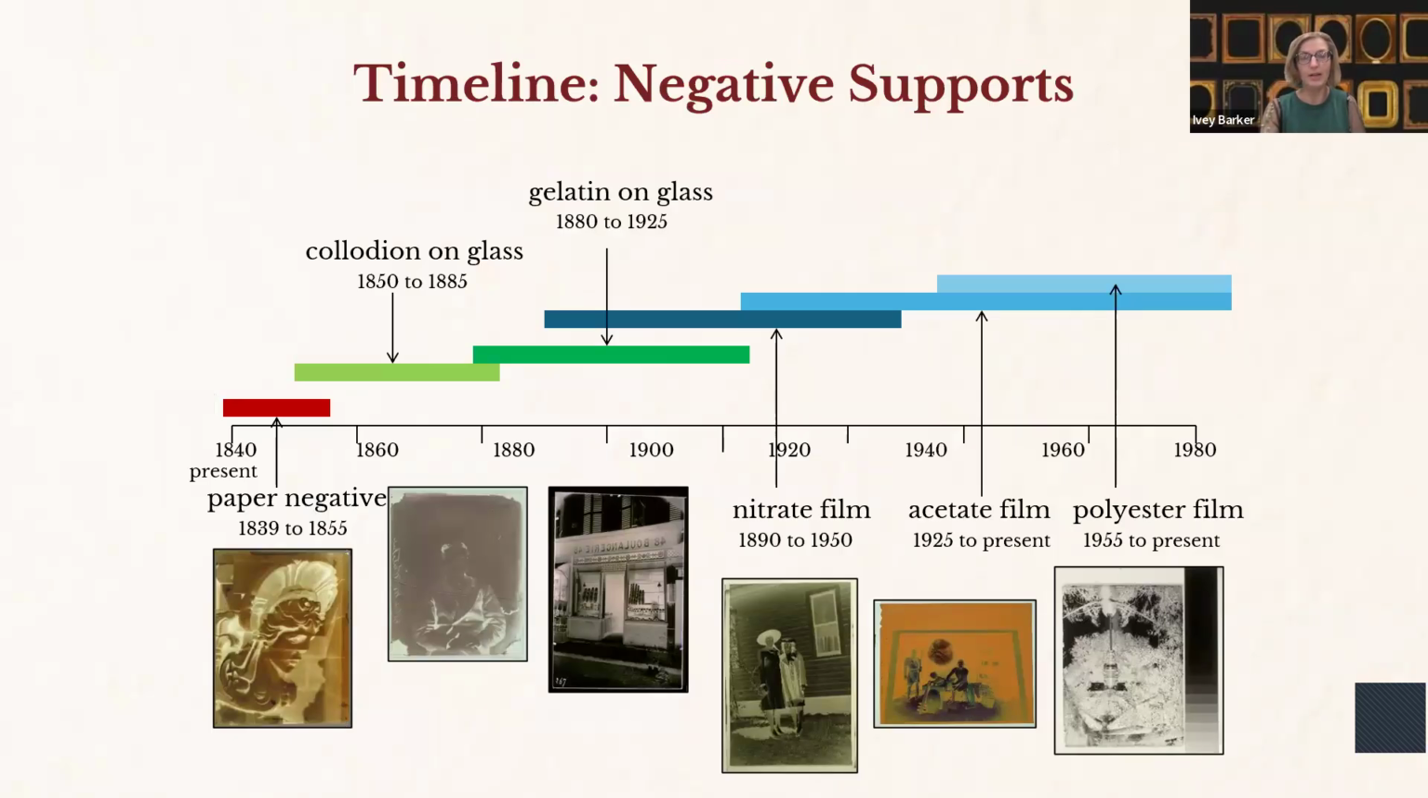And this timeline includes negative supports and where they fall in the photographic history and timeline and what types of supports those would be, whether they're metal, glass, paper, film. To give you a screenshot of what you're looking at as a comparison. Next slide.